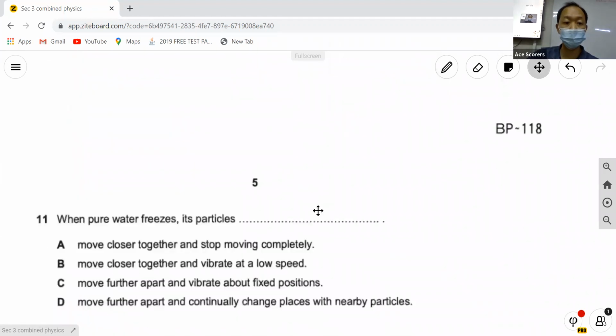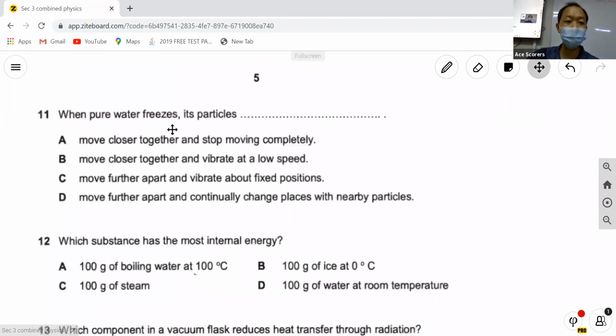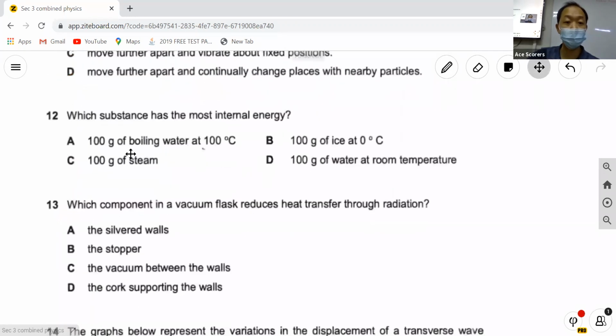Next one, pure water freezes. What happens to the particles? Sure. Just go B, move closer. Yeah, you're right. This is kinetic particle theory, right? Physics has this as well.